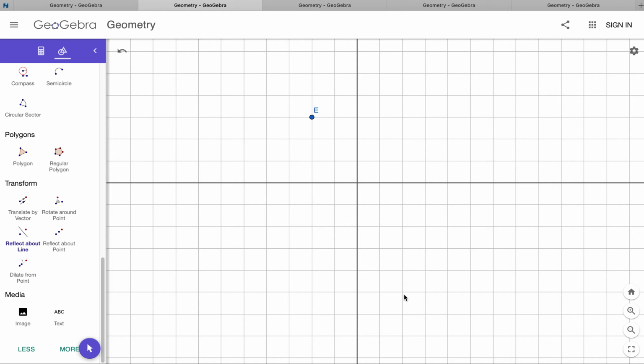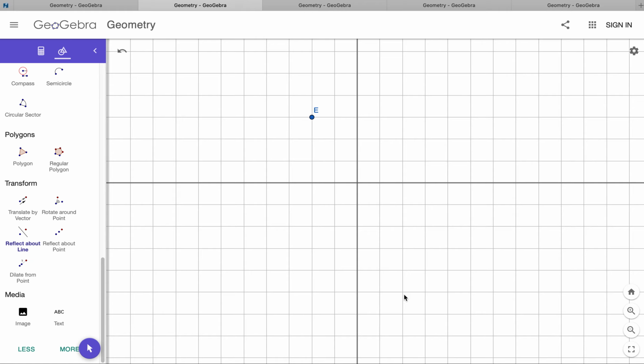bunch of different reflections. So a reflection is a rigid motion in which each point in the pre-image is the same distance from the line of reflection as the corresponding point is in the image. Now that sounds really difficult, but reflections are pretty easy.